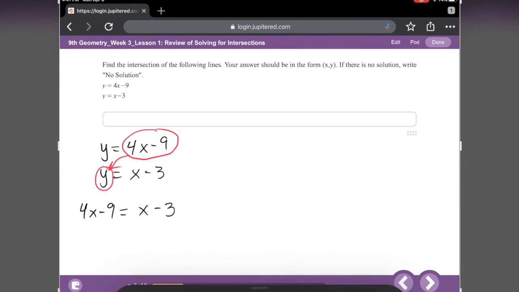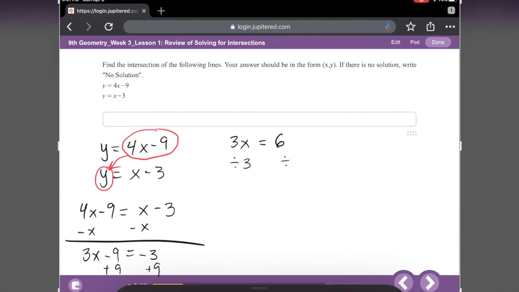4x minus 9 equals x minus 3. Good, so now the equation is only in terms of x, and we can solve for x. Let's take away x from both sides. That way we have all of the x's just on one side. Now I get 3x minus 9 is equal to -3. So let's move over the other terms to get x by itself. If we add 9 to both sides, we'll end up with 3x equals 6. Then divide both sides by 3, and that gives us our answer for x. x equals 2.